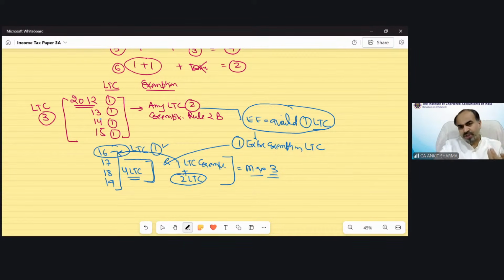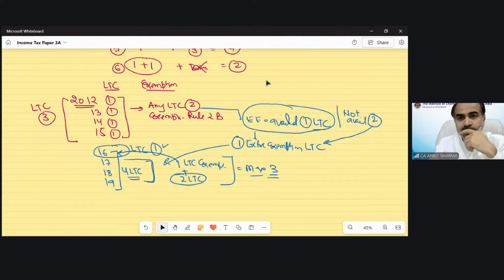There would be a question in your mind, then what if he does not claim any LTC exemption, does not avail any? Then he is having 2 exemption. But even if you have 2 exemption left, you can only carry forward 1. So even if you have left with 1 exemption, you can claim 1 exemption. Even if you have 2 exemption left, you did not avail any LTC exemption, even then, you can only carry 1 LTC exemption, and that you need to claim in the first year of the next 4 year block. So that was note number 3 and 4.